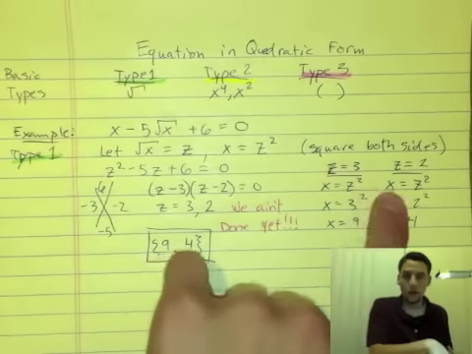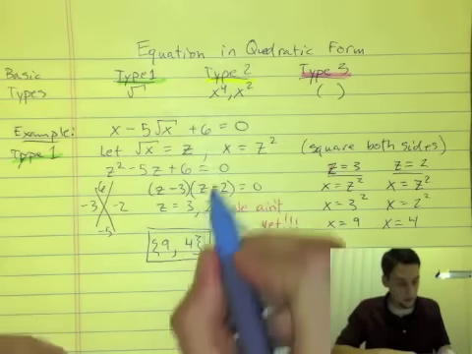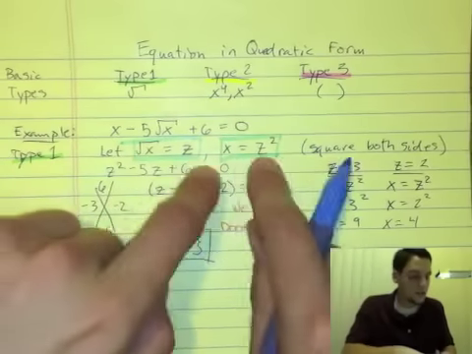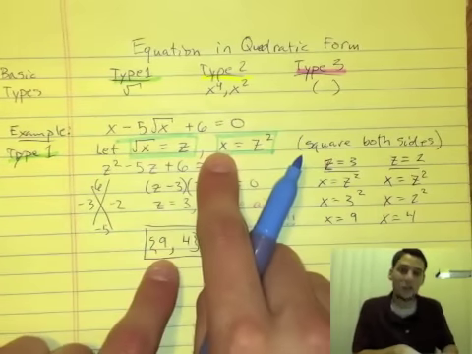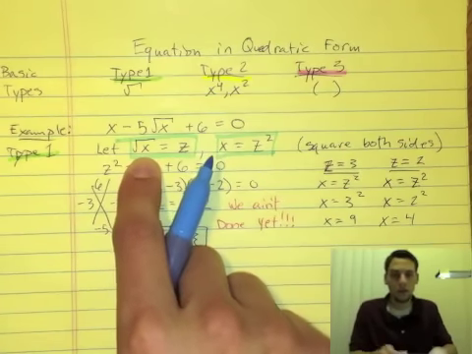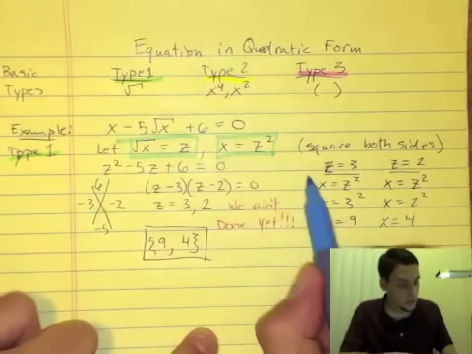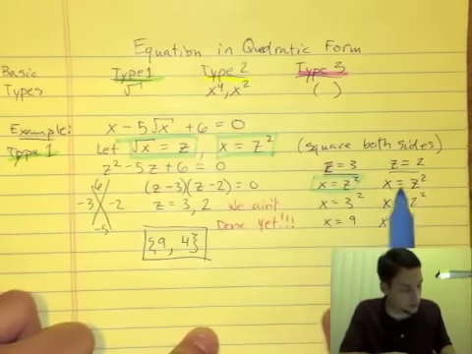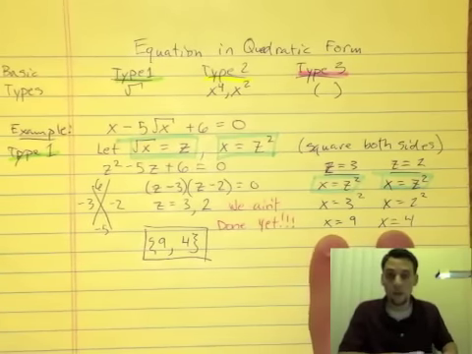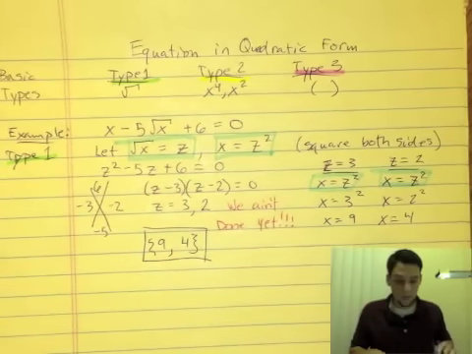We used our z values, plugged it back into these formulas. I could have used either one. I chose this one because it gives me x. I could have solved for square root of x, but then I'd have to square both sides and then find x. So I could use these formulas here to solve for my original variable, for x. And I got 9 and 4, so then we're done.